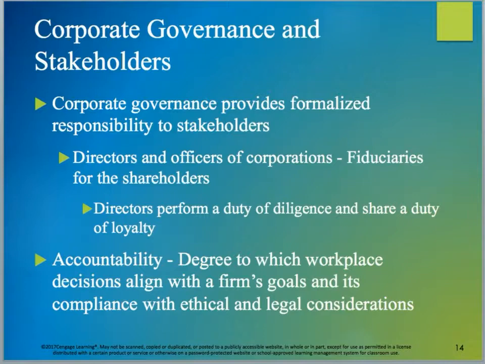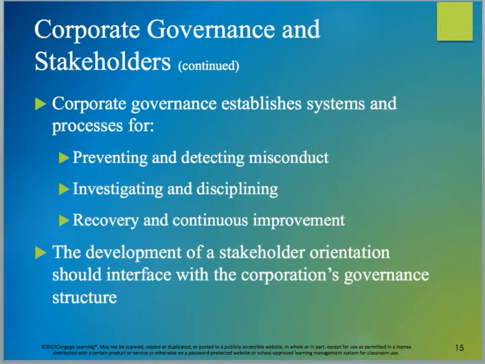Additionally, accountability is the degree to which you make decisions that align with your goals, with compliance and ethical and legal considerations factored in. You will go about establishing systems and processes that help prevent and detect misconduct, investigate and discipline those responsible for being involved in misconduct, and support recovery and continuous improvement, so that you can evolve your system and processes to be more strengthened, unified and established throughout your organization. And there's a development of a stakeholder orientation that should interface with your governance structure.